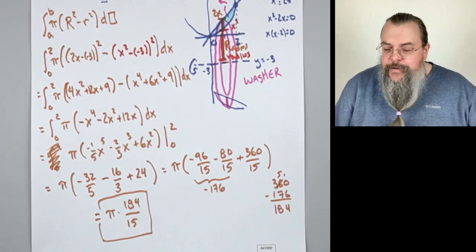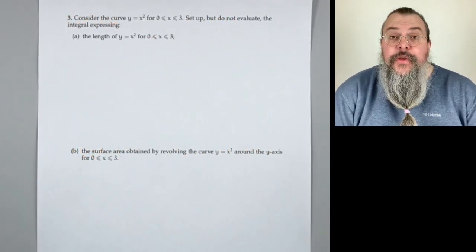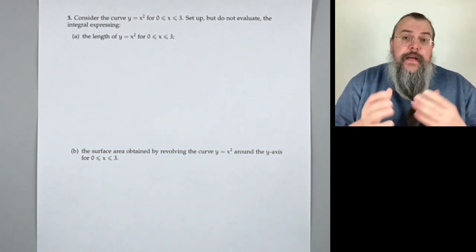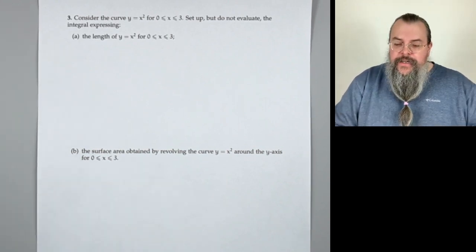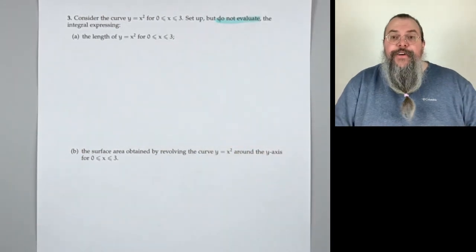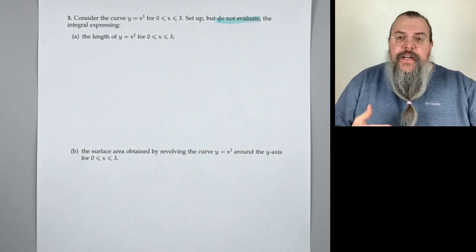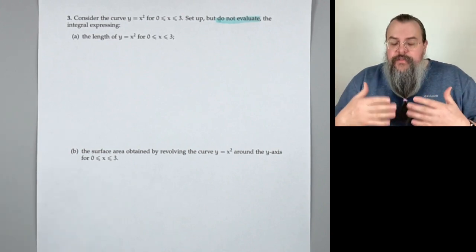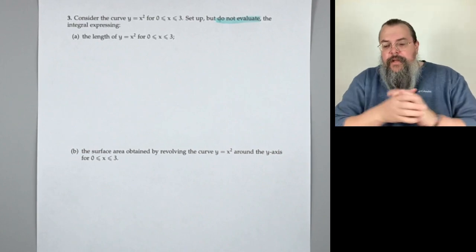Okay, another fun problem, and we're just moving right along. So the third problem: consider the curve y equals x squared, where x goes from 0 to 3, set up but do not evaluate. This is one of our favorite phrases on any calculus exam. Do not evaluate, because it means you don't have to do that much work. We really care about setting things up. Oftentimes on a calculus exam, there will be problems, especially applications, where it's more about the setup. Okay, anyways, back to our problem.